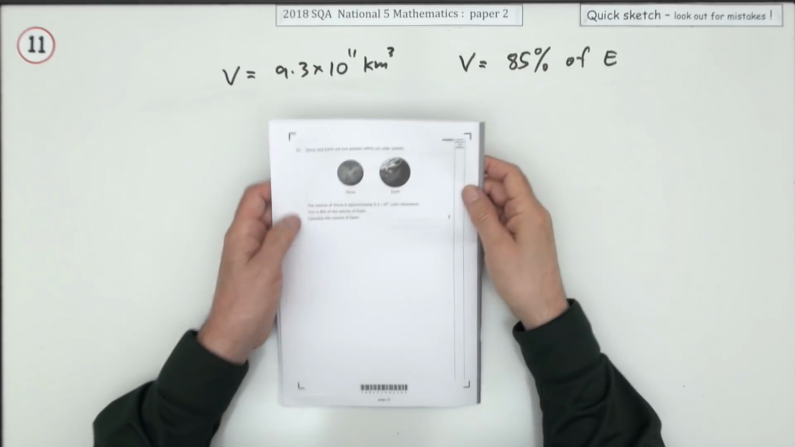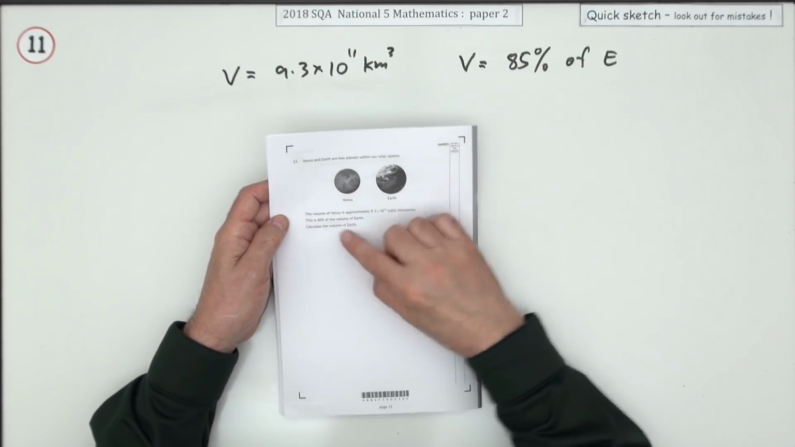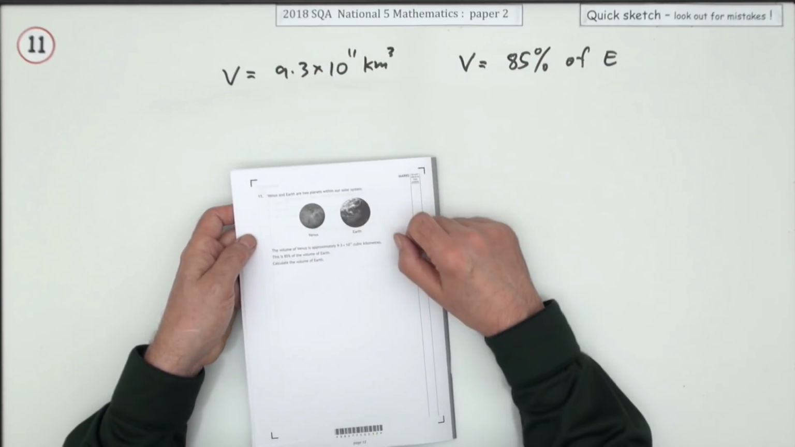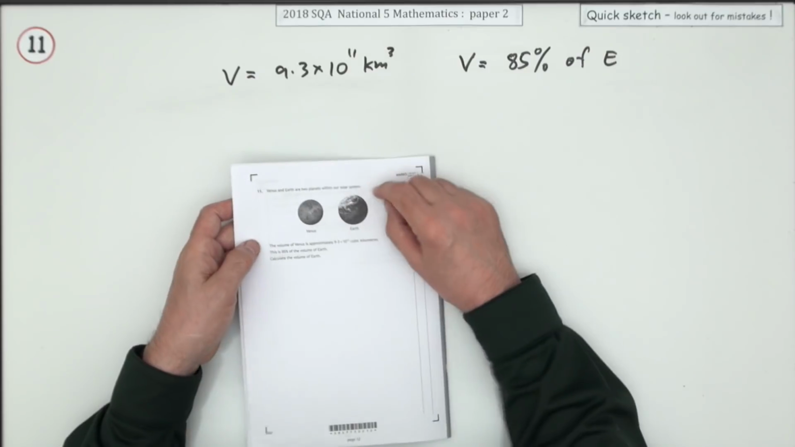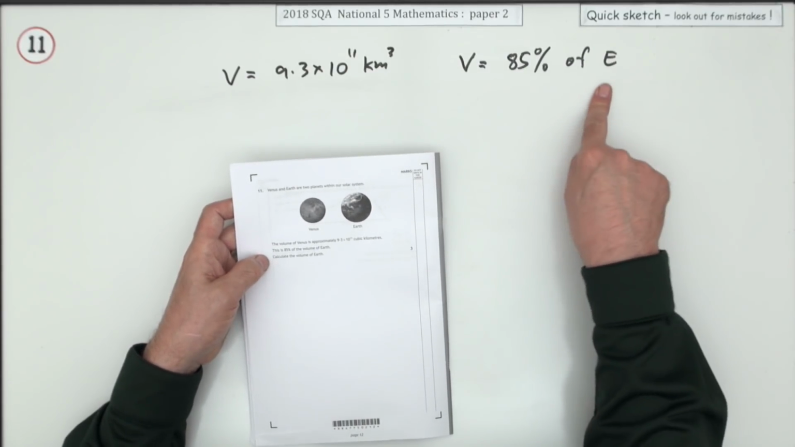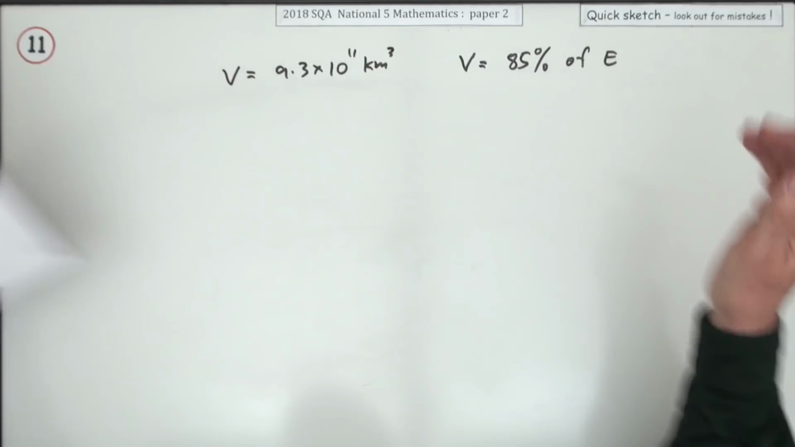Number 11 then from paper 2 of the 2018 National 5 Maths. There we go, the reverse percentage one. It says the volume of Venus is 9.3 times 10 to 11. Notice that, standard form, scientific notation. If that's 85% of the volume of the Earth, what's the volume of the Earth?